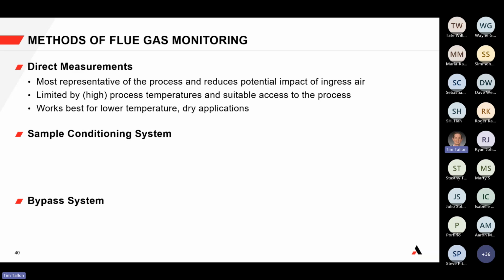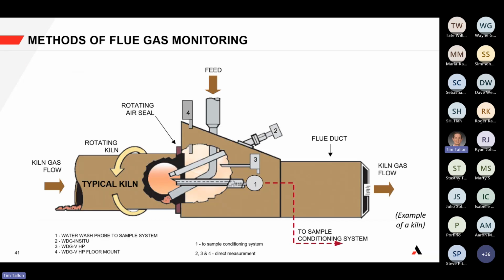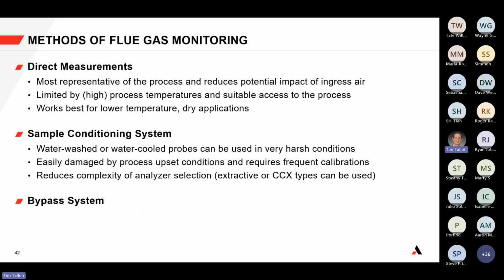So that's the first mounting site, the direct measurements. The next one would be sample conditioning systems, and you can see that right here where there's a sample conditioning system. Now in those cases, this could be like a water wash probe, where it's a very high temperature. You want to cool it down, but you also want to keep it clean from any particulate. A water wash probe would be one example of a sample conditioning system for this application. Sample conditioning systems for high particulate could be water washed, they could be water cooled. They could handle even acidic conditions and very harsh conditions.